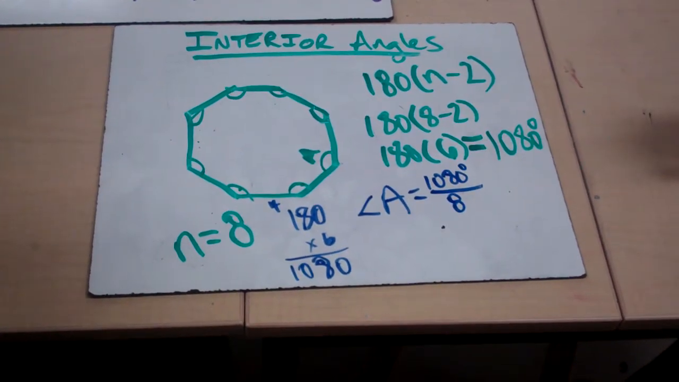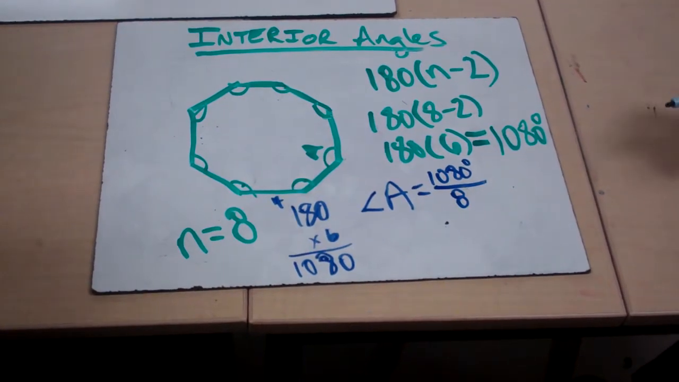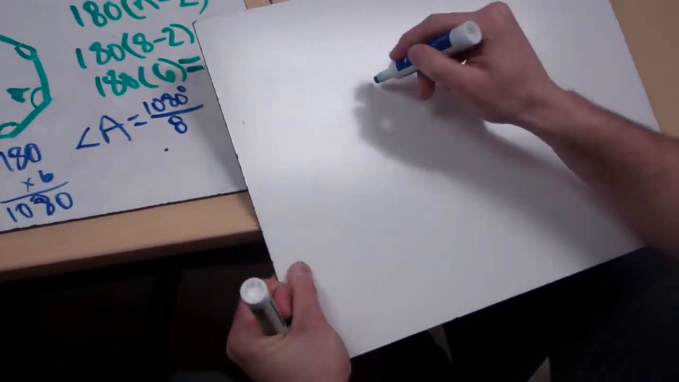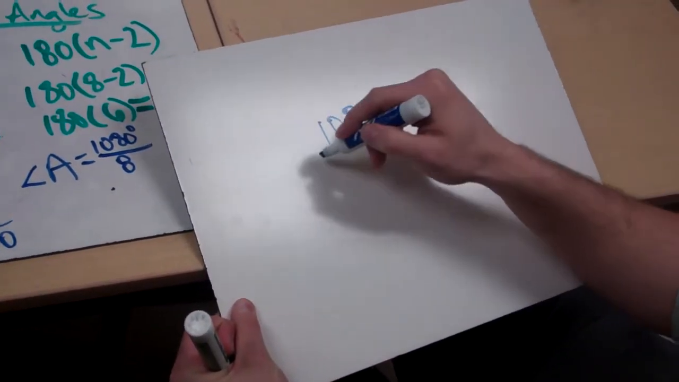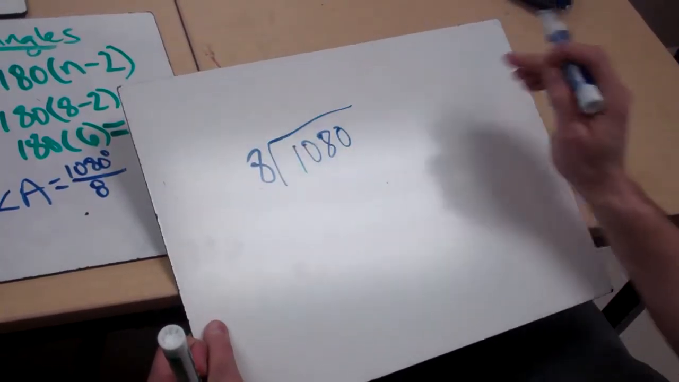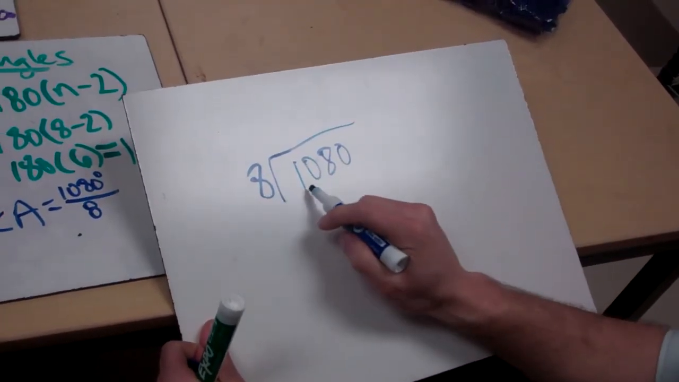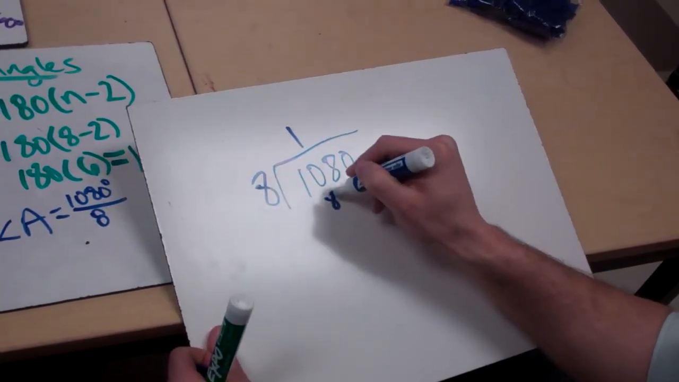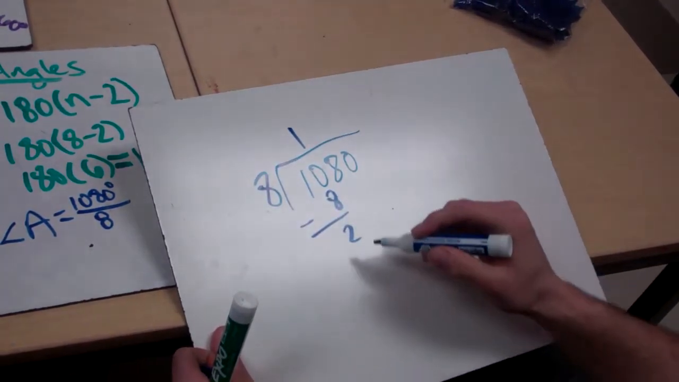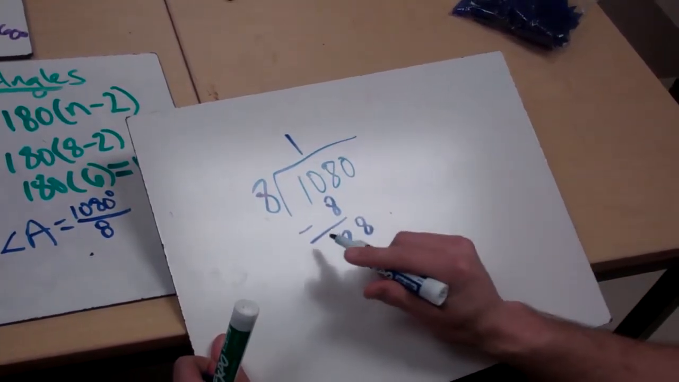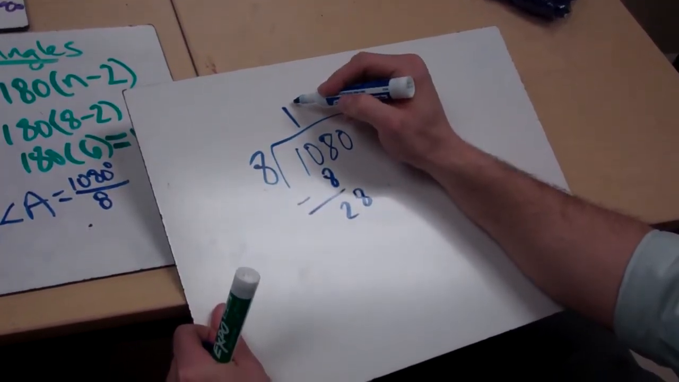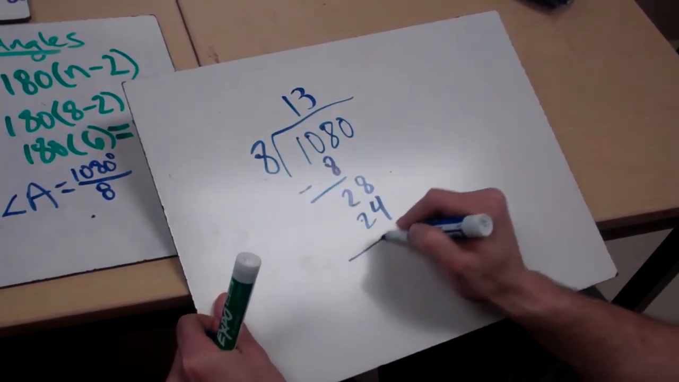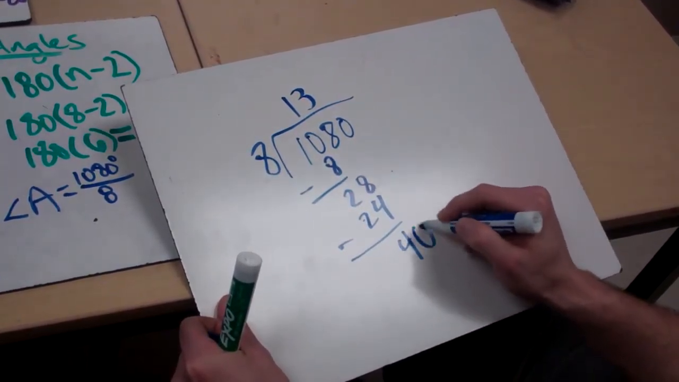Again, I forgot my calculator. So what I can do is I can use long division. So I get 1,080. How many times does 8 go into that? Okay, well 8 goes into 1, that's too big, so 8 into 10, I get 1, 8. Alright, drop down my 8, 8 goes into 28 3 times, 8 times 3 is 24, subtract that, I get 40.